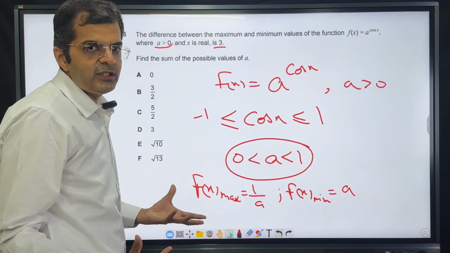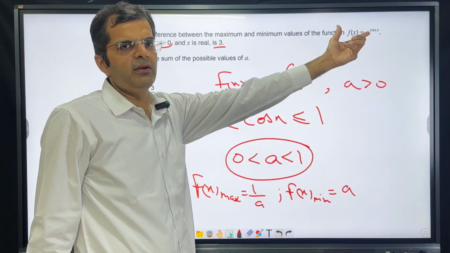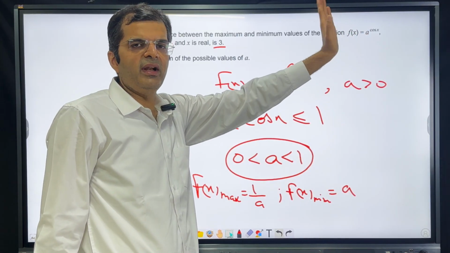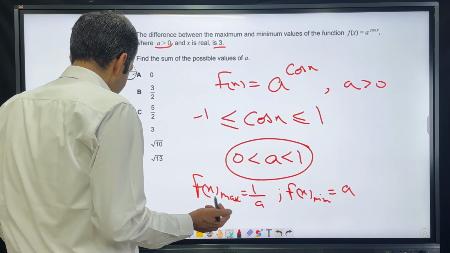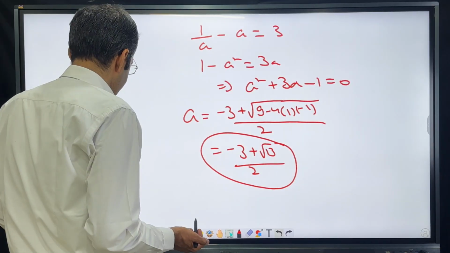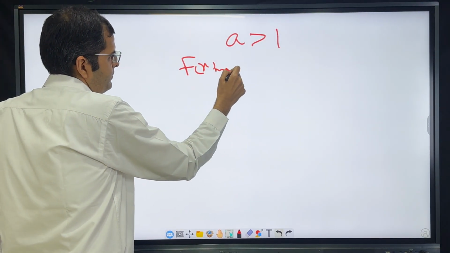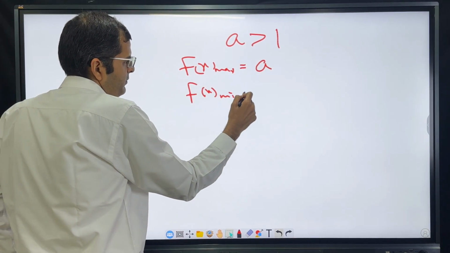What happens when a equals 1? If a equals 1, f of x will be 1 only. There will be no difference between maxima and minima, because f of x is 1 raised to cos x, so that will always be 1 here. So a cannot be 1. The other possibility is a greater than 1. In that case, f of x maximum will be a and f of x minimum will be 1 upon a.